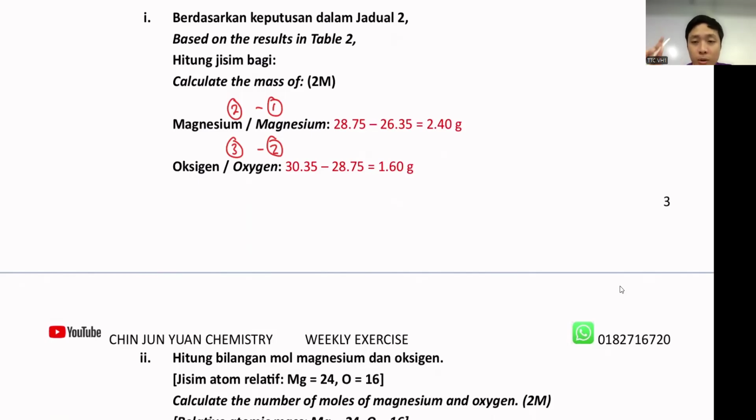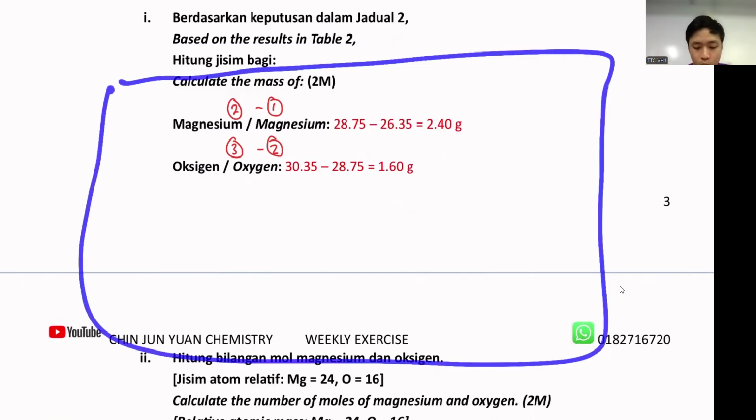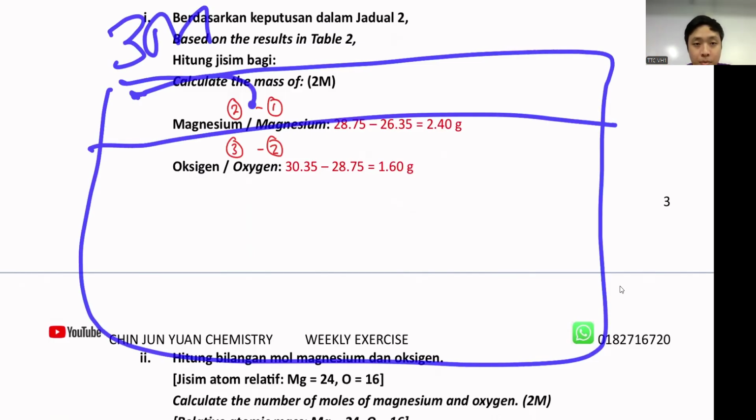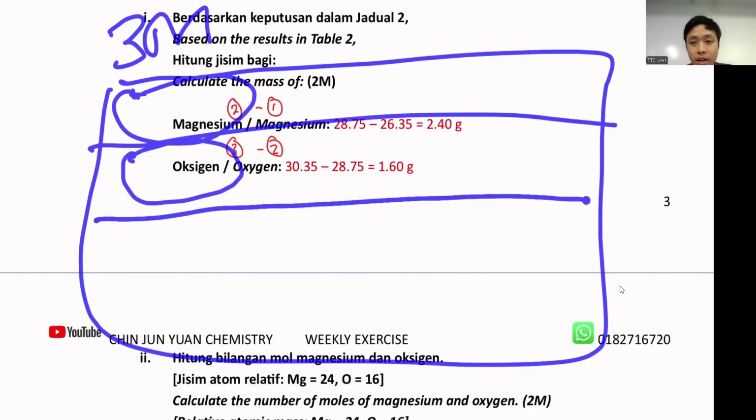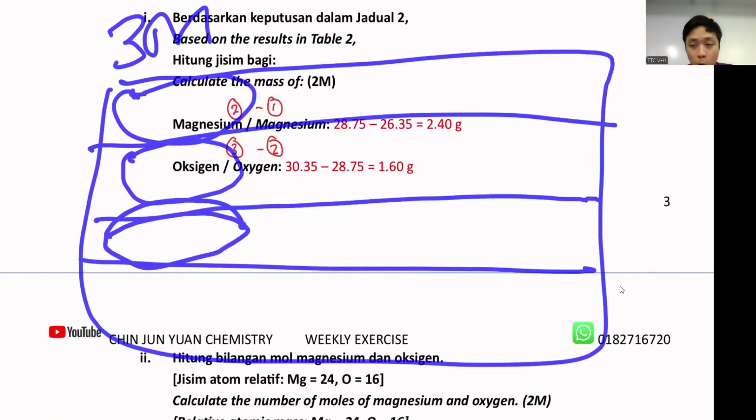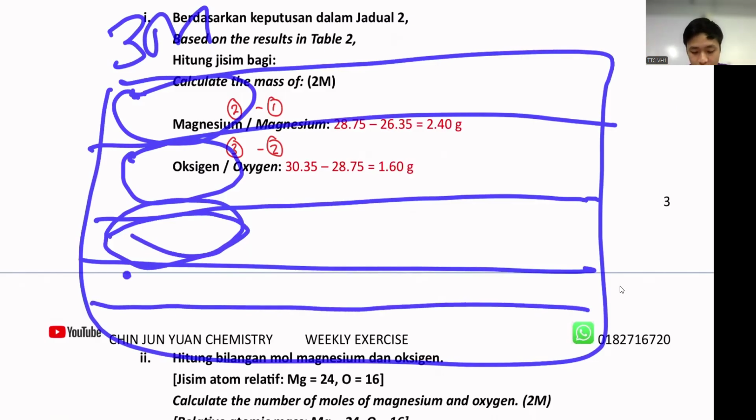If there's only one question where they straight away ask you to find the empirical formula of MgO, then you can just draw a table. It normally contains 3 marks. Draw a table. First column is element, unsur. Second column is write down the mass given, the jisim given. Third, find number of mole, bilangan mole. Fourth, find the simplest ratio of mole.